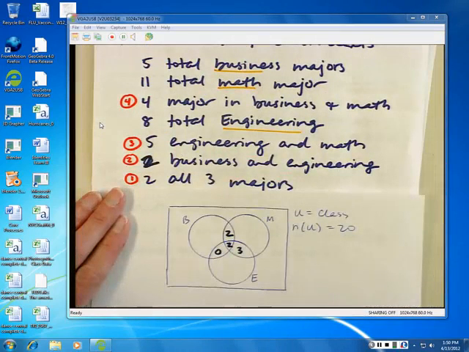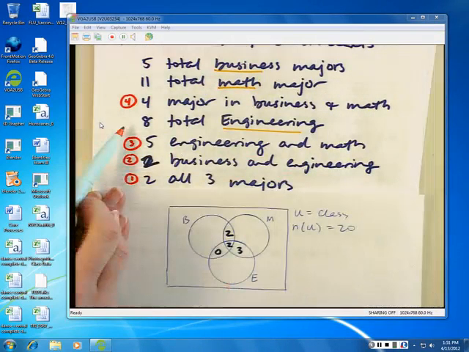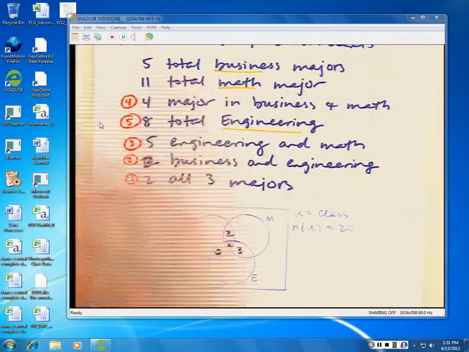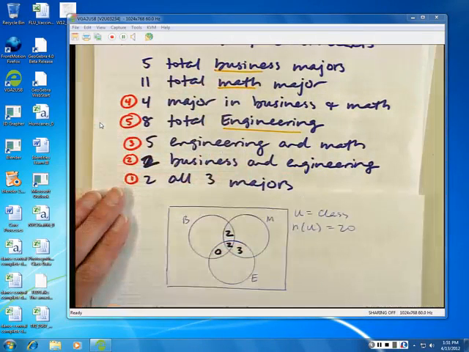Now I work my way back to the single sets. So now I want the total business, total math, total engineering. Let's go ahead and start with the total engineering. So the total engineering, I'm going to call that number 5. The order now doesn't matter because I'm just working with the entire sets by themselves.